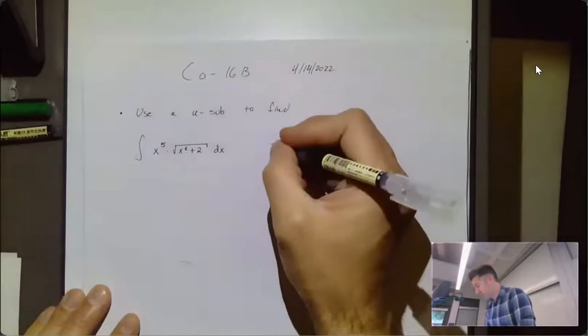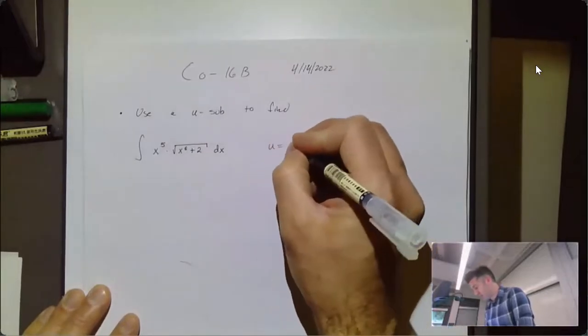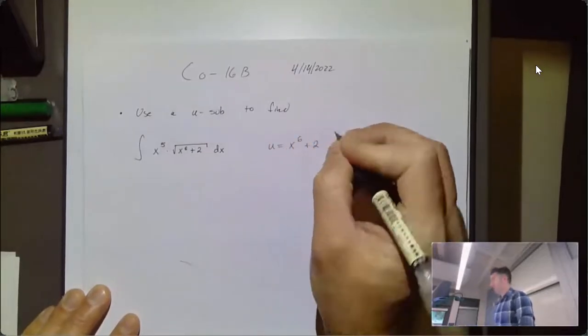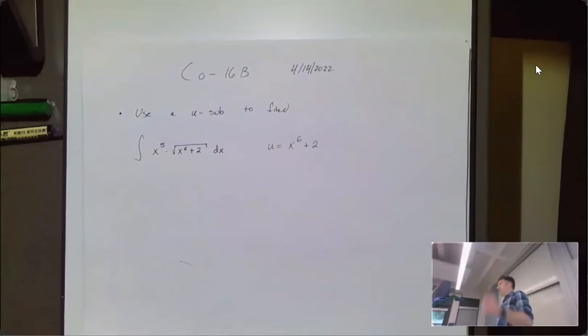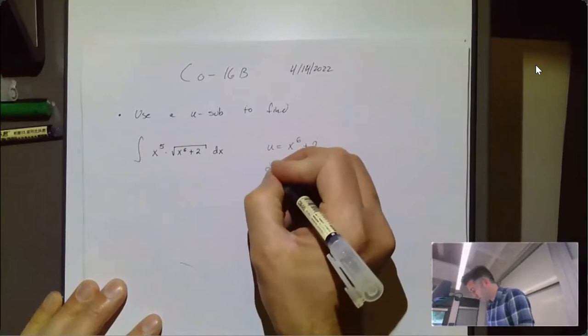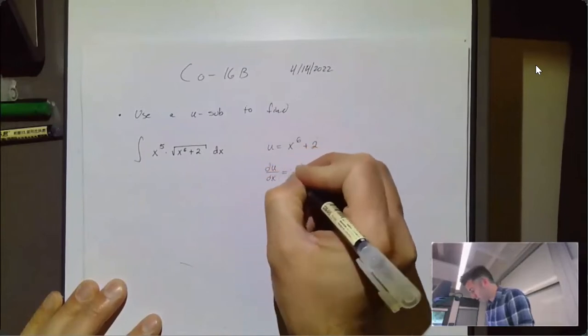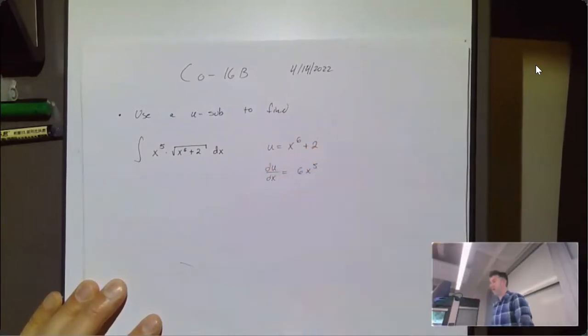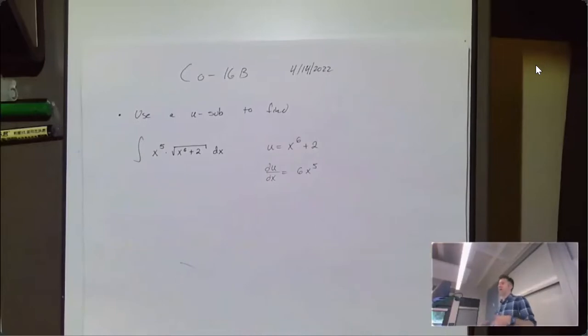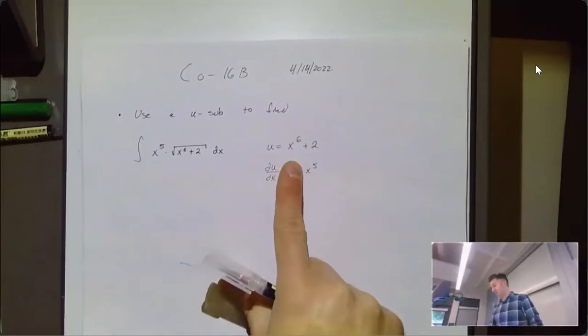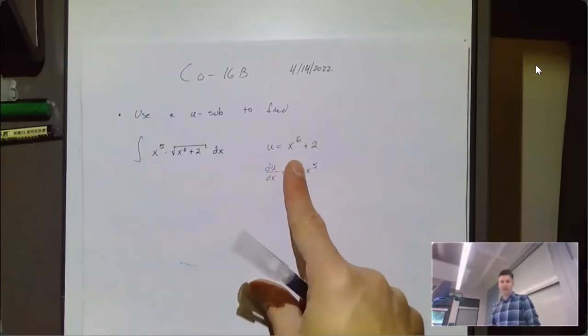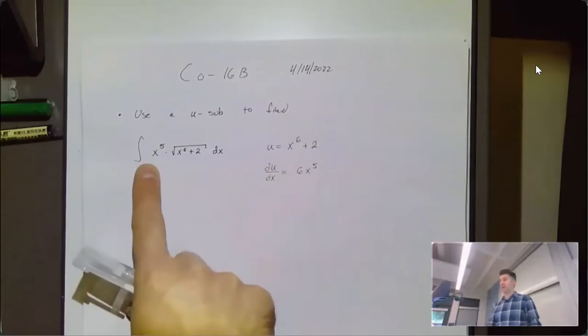So the seemingly obvious candidate here would be letting u equal x to the 6 plus 2, because it's stuck inside the square root, and because its derivative, du dx, is equal to 6 times x to the 5th. And we essentially have that, right? Again, we don't really care about constant multiples. You can always adjust for a constant multiple. So that 6, I'm going to kind of ignore. There's my x to the 5th right there.